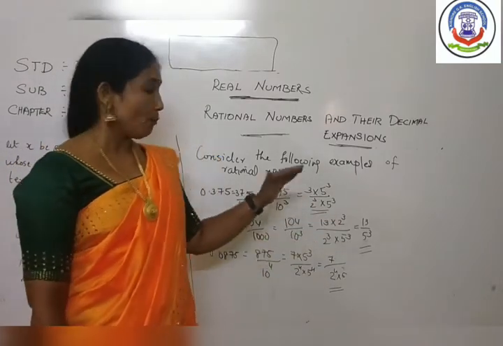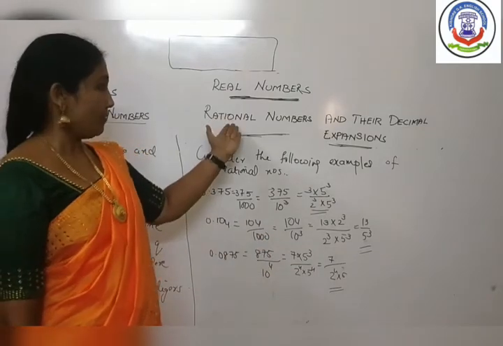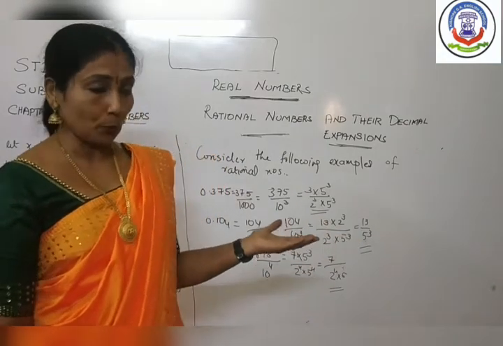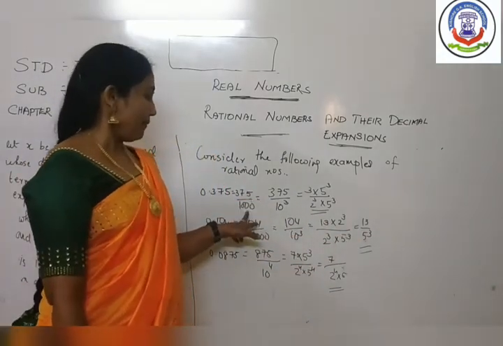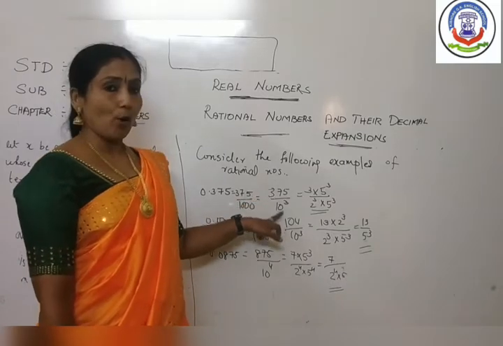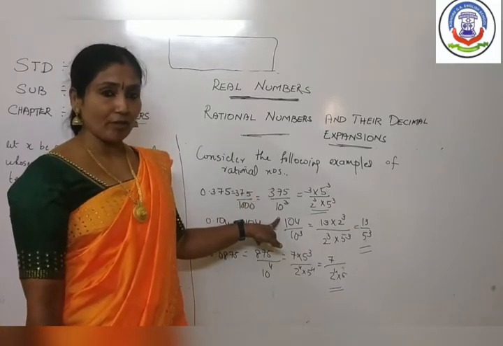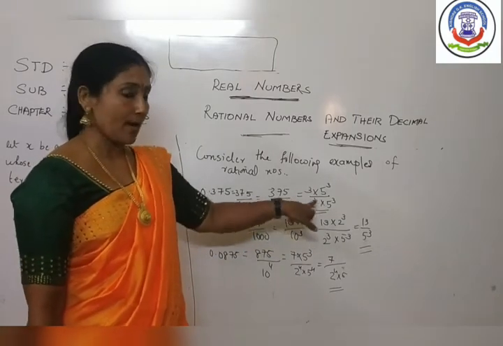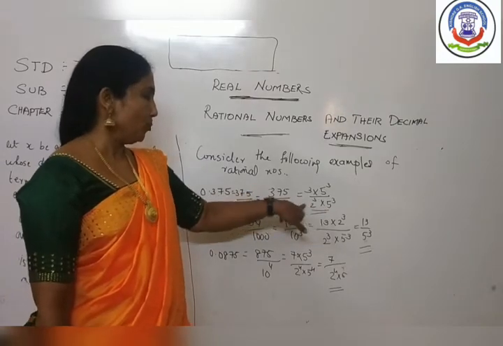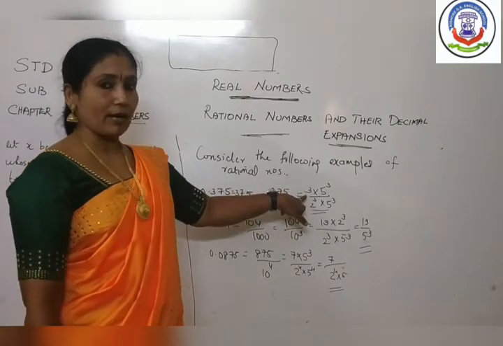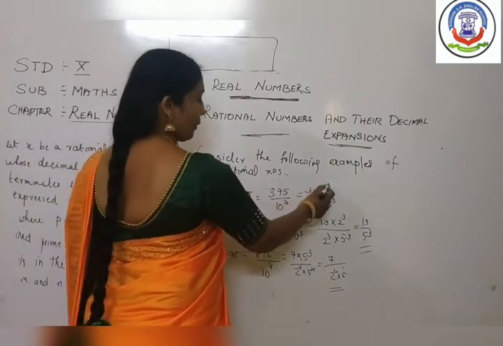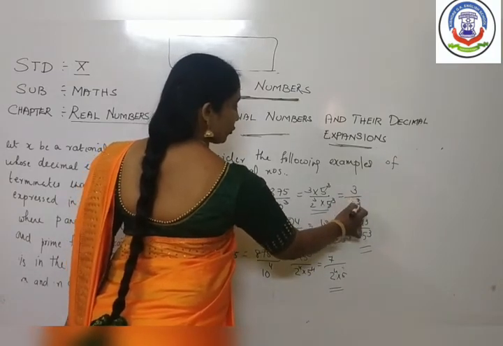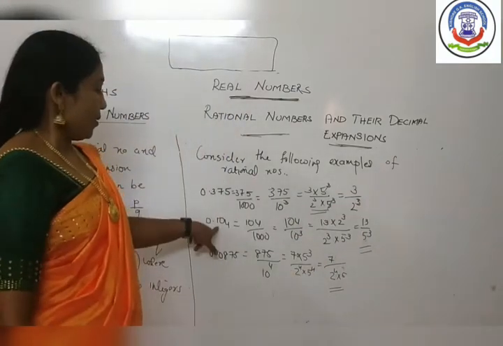And I factorized both p and q. You already know that rational numbers are in the form p by q, where q is not equal to 0. So 375 upon 1000. We can write 1000 by prime factorization as 2 cube into 5 cube. And 375 I also factorized and wrote as 3 into 5 cube. 5 cube will be cancelled, so you get 3 by 2 cube. Clear? Now consider the next example.